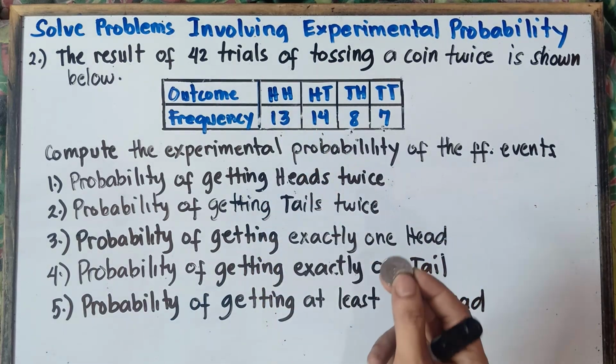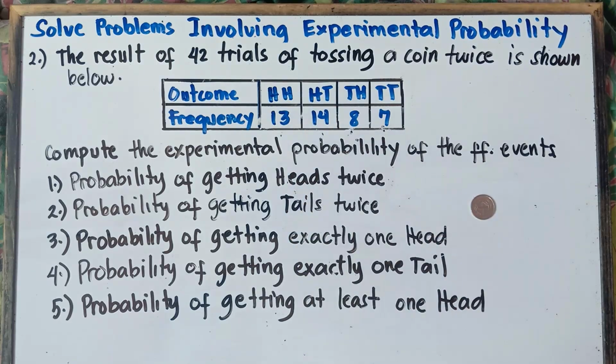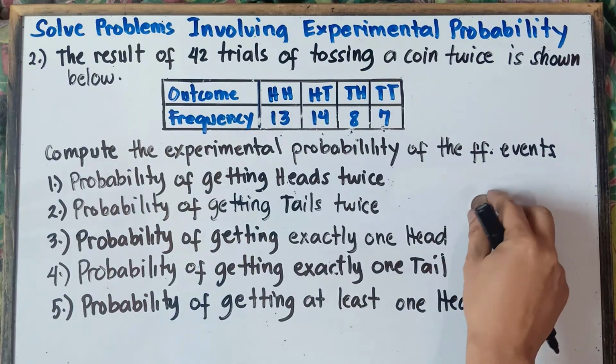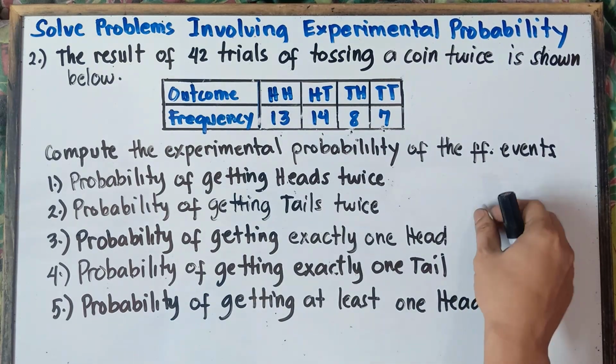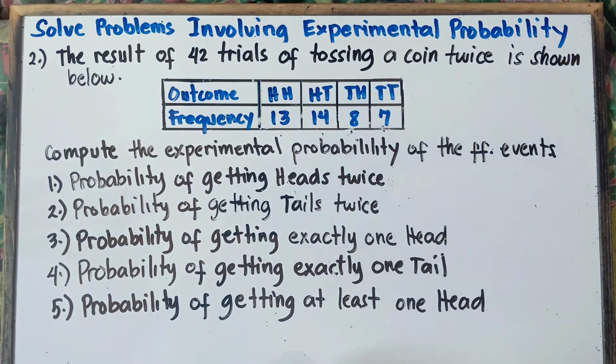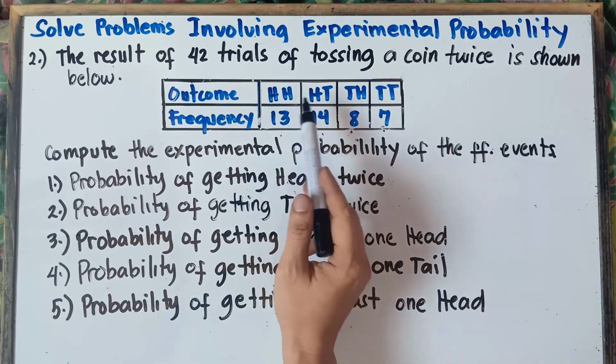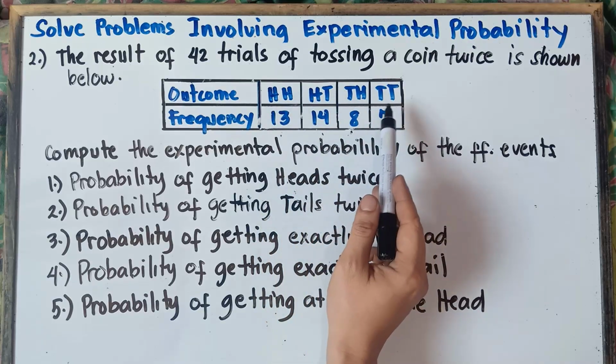When you toss this coin twice, first toss, it could be head, and second toss, it could be tail. So you have head and then tail. First toss, it could be tail, second toss, it could be head. So you have tail and then head. Or the first toss could be tail and the second toss could be tail. So these are the following outcomes: head-head, head-tail, tail-head, and tail-tail.